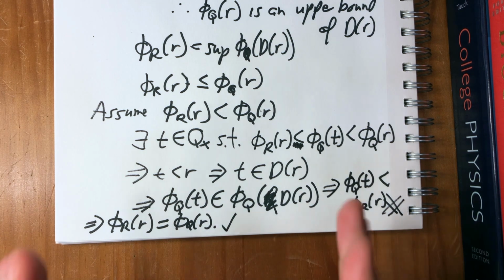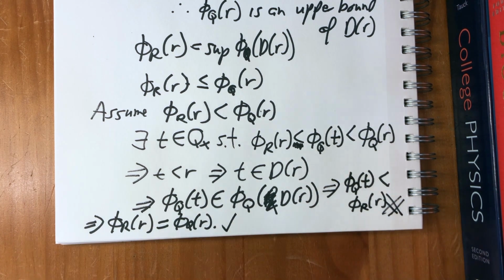Okay, that's a good start. I'm going to stop here. Next week we'll do well-defined, one-to-one, and onto, and then we'll do addition and multiplication. So come back next week.